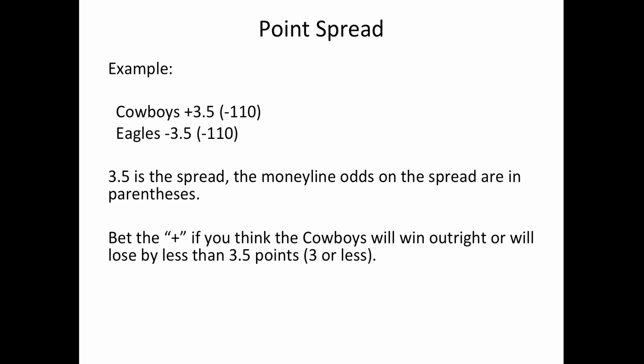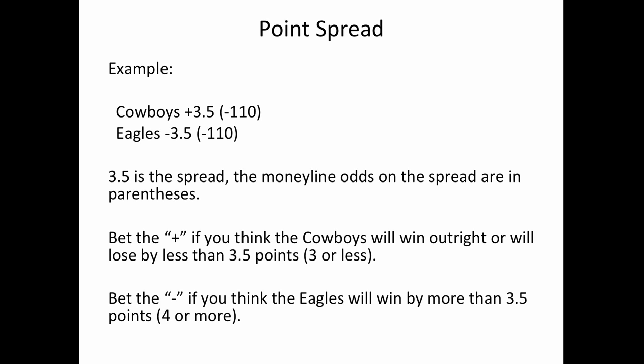So you bet the plus if you think the Cowboys will win outright or will lose by less than 3.5 points, 3 or less points. And you bet the minus if you think the Eagles will win by more than 3.5. In other words, they'll win by 4 or more points.